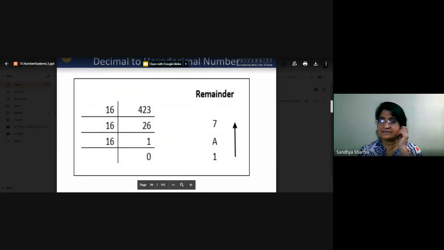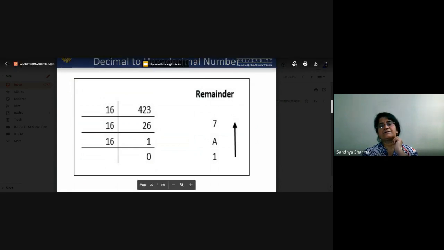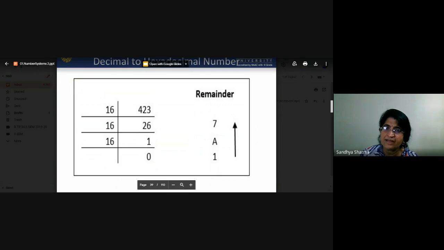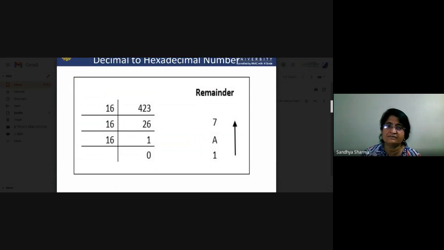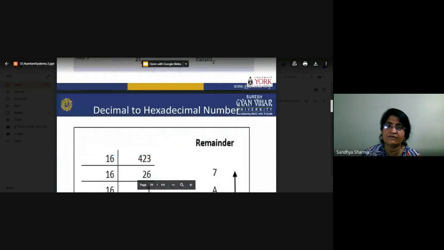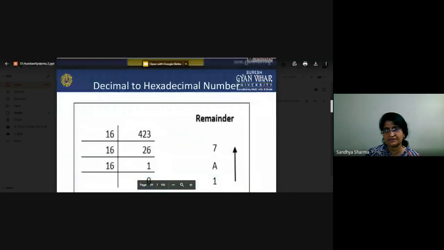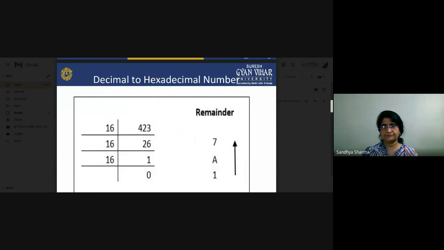Now divide 26 by 16: it is divisible one time, and the remainder is 10. So you put A for 10, and again 0 times we apply, and this is indicated in the remainder part. So this is 1A7. We have to read it from bottom to top, following the arrow, from the low to the high order of that particular number.